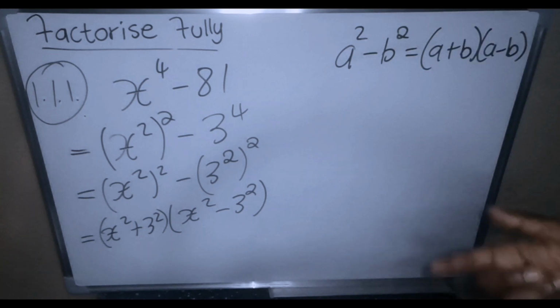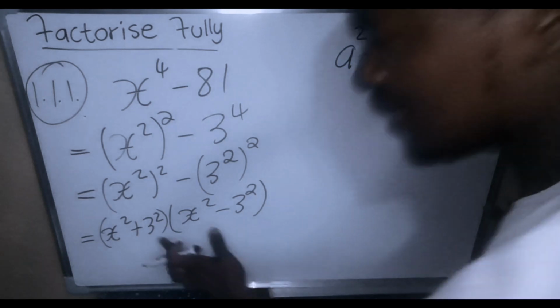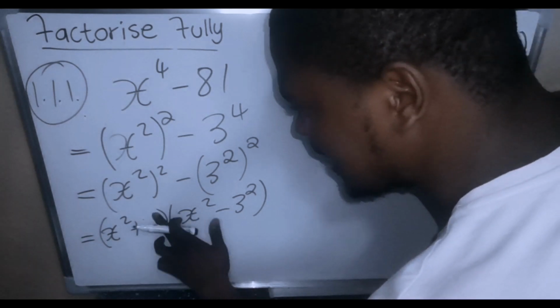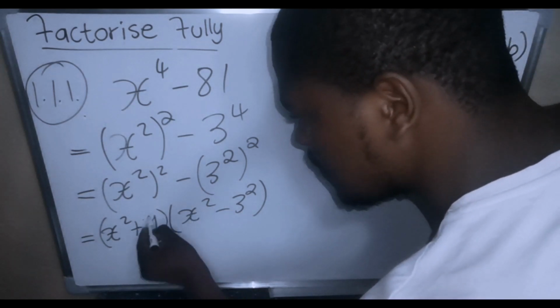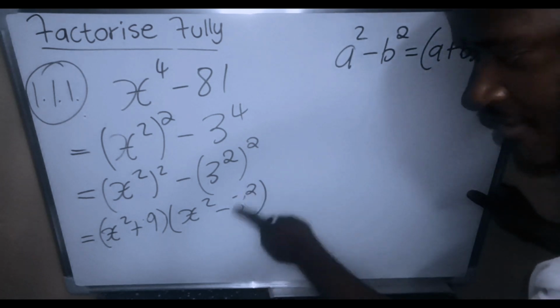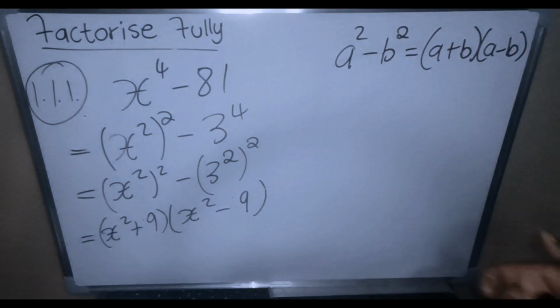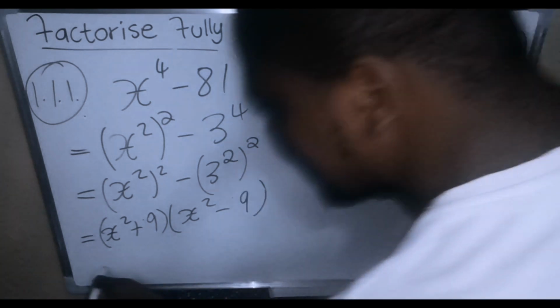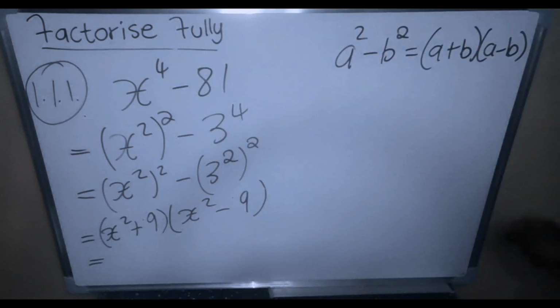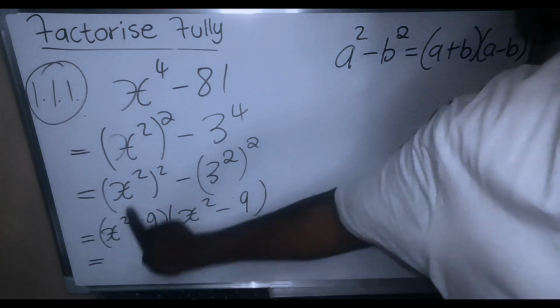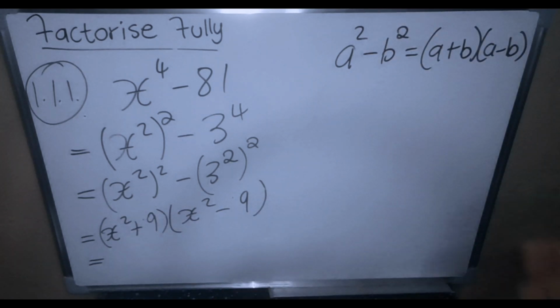And let us make some changes. 3 squared is 9, so you can write 9 here. It's the same as 9. It's not a problem, it makes things faster. Now, x squared plus 9 cannot be simplified further. Therefore, you leave it like that.